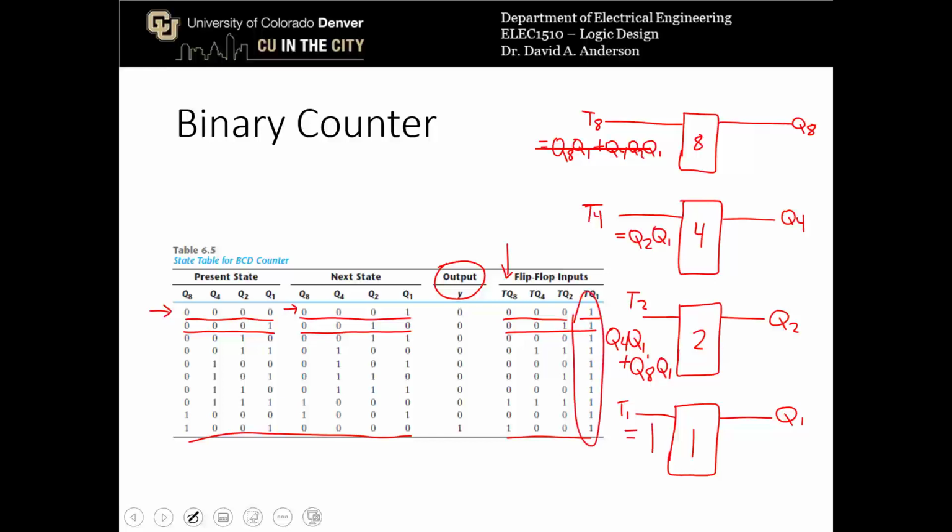So we could draw that as a better logic function. Here I've just drawn it as the actual Boolean expressions. We could draw that with circuitry, and that would produce the binary counter as well.